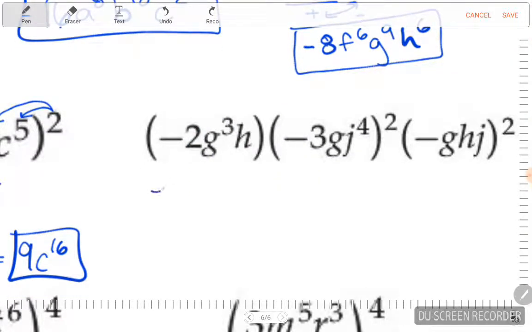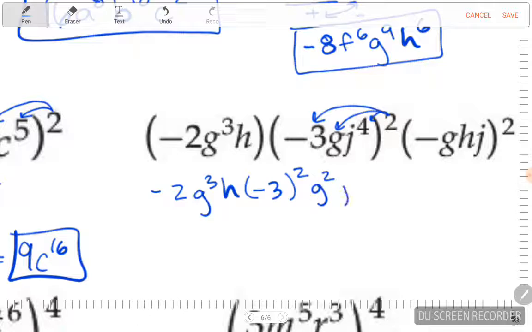So this one I'm just going to leave. Then this, I'm going to distribute the exponent to each of these. That gives me -3 squared, g squared. J is to the 4th power, and then it's being squared, so I've got 4 times 2, because a power to a power we multiply. Okay, distributing the 2 here. I've got -g squared, h squared, j squared.